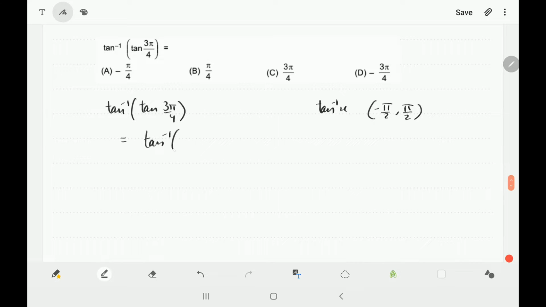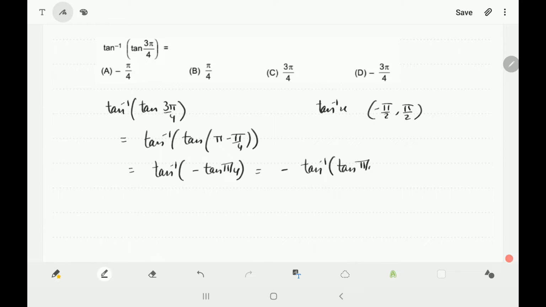We can write this as tan inverse of tan of pi minus pi by 4, which is in the second quadrant. So this value will be equal to tan inverse of minus tan pi by 4. Okay, so this value will be minus of tan inverse tan pi by 4, because tan inverse of minus x is minus tan inverse x. So now pi by 4 is in the principal value branch. So the answer will be minus pi by 4, which is option A.